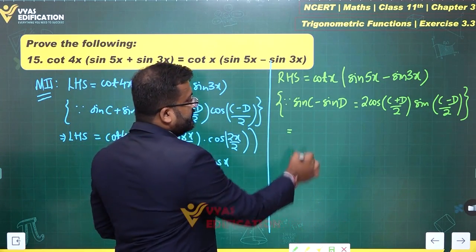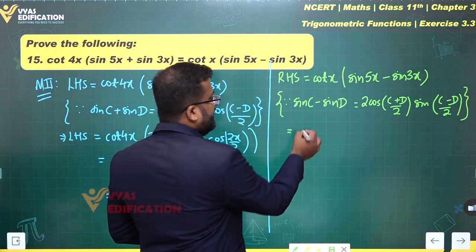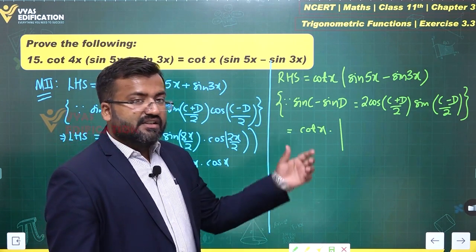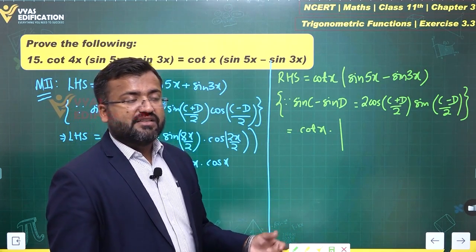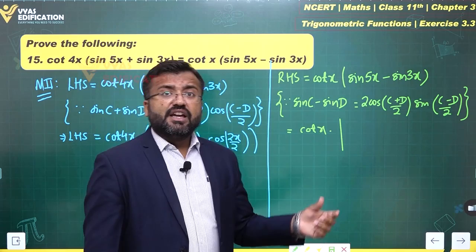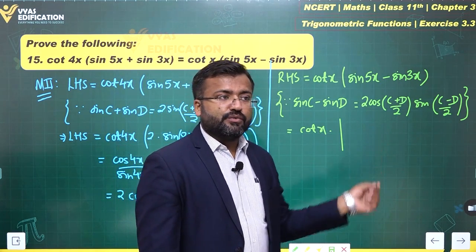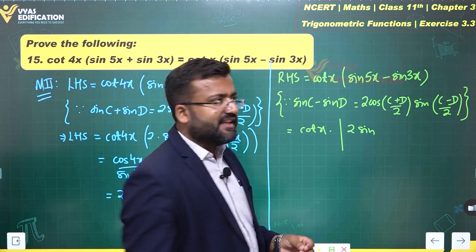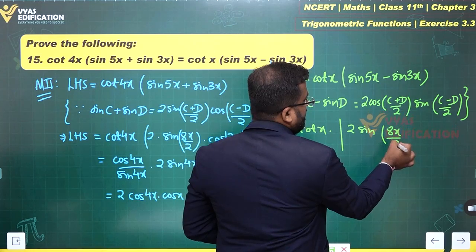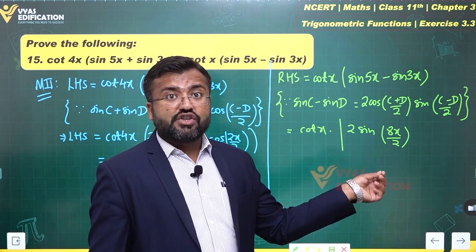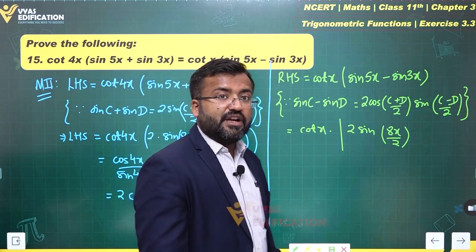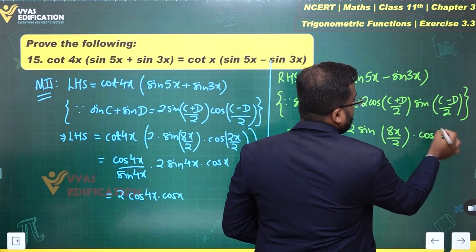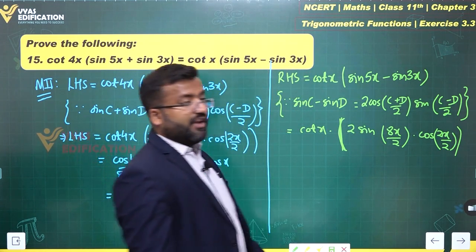In the RHS you have cot x. Let cot x remain as it is. What is there in the bracket? Let's take a look at this bracket. This is sine 5x minus sine 3x, which looks like this. It can be written as 2 sine of 5x plus 3x by 2, which is 8x by 2 in the bracket. The second term is cos of 5x minus 3x by 2. That would be cos of 2x by 2. Right, that's what we have.